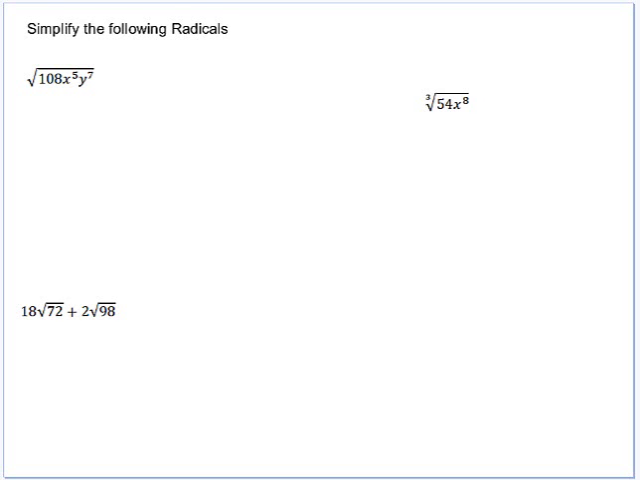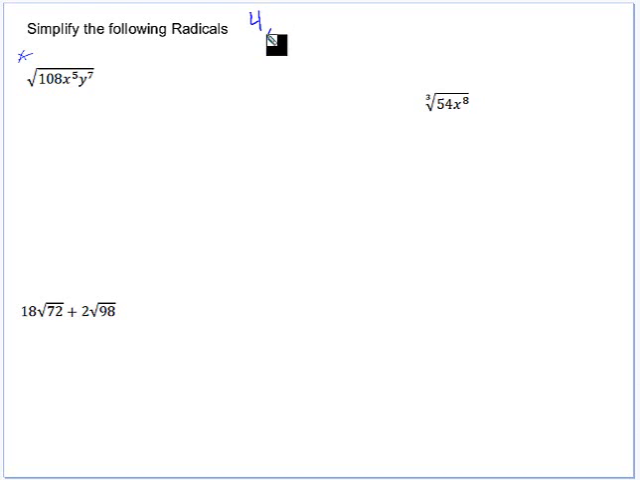All right, this is Algebra 2 reviewing for our first semester final. Today we will be simplifying radicals. So for our first example here, we have the square root of 108, x to the 5th, y to the 7th. So when we have the square root of this, we need to think of our list of perfect squares.